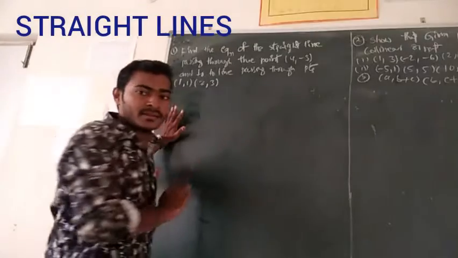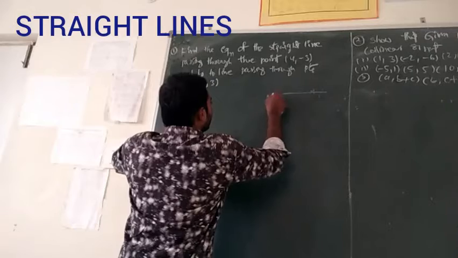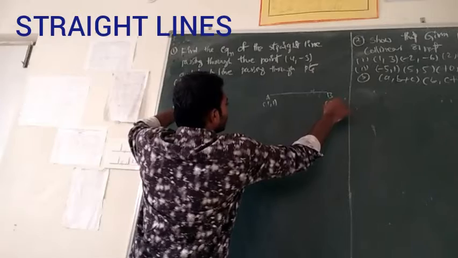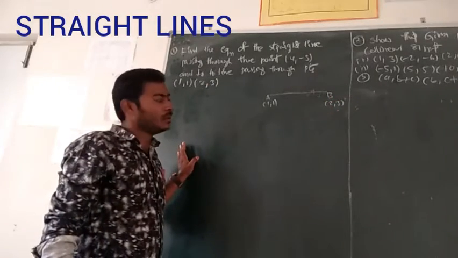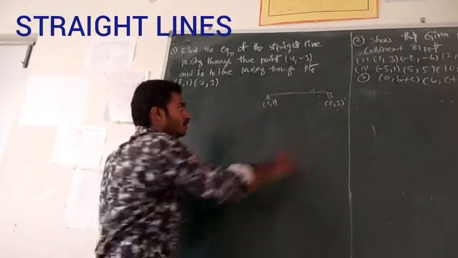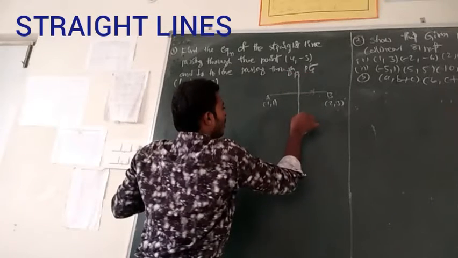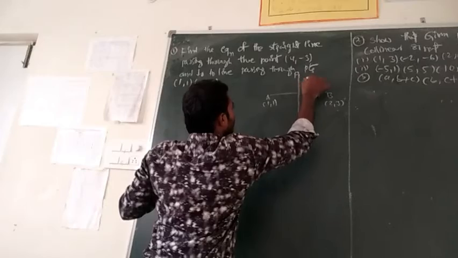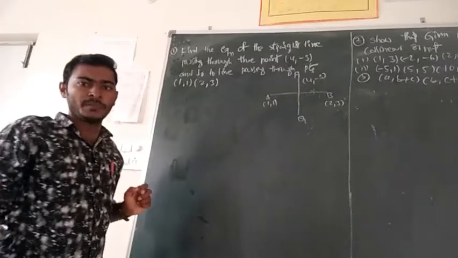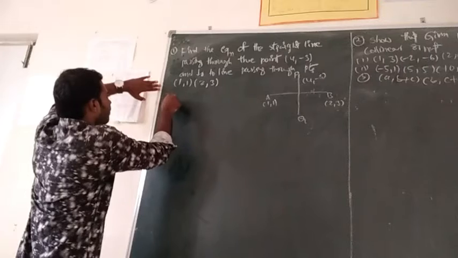To understand the question, suppose this line is AB, where A is (1, 1) and B is (2, 3). The line we are finding is perpendicular to this line. Call this perpendicular line PQ, and it passes through (4, -3). So we have to find the line PQ.